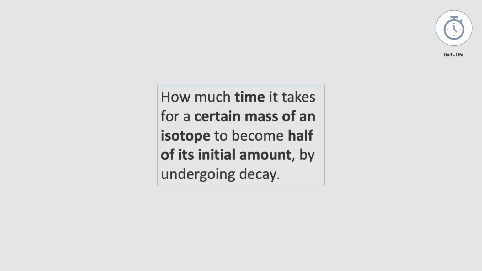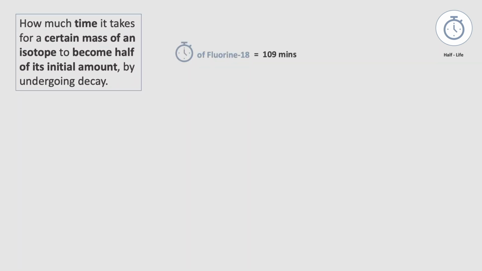The half-life is defined as the time it takes for a certain mass of an isotope to become half of its initial amount by undergoing decay. Let's look at an example. Consider a radioactive isotope called fluorine-18. F-18 is one of the most frequently used isotopes for creating the radio tracers that are used in PET scans. Its half-life is 109 minutes, so almost 2 hours. That means every 109 minutes, F-18 will decay by half the amount it was before.